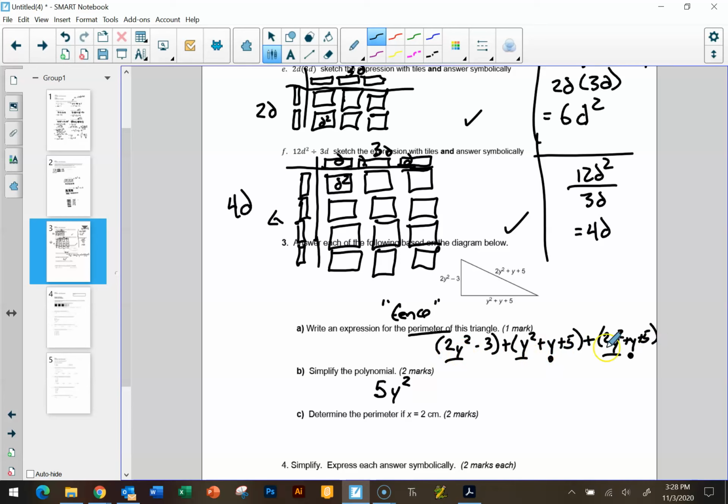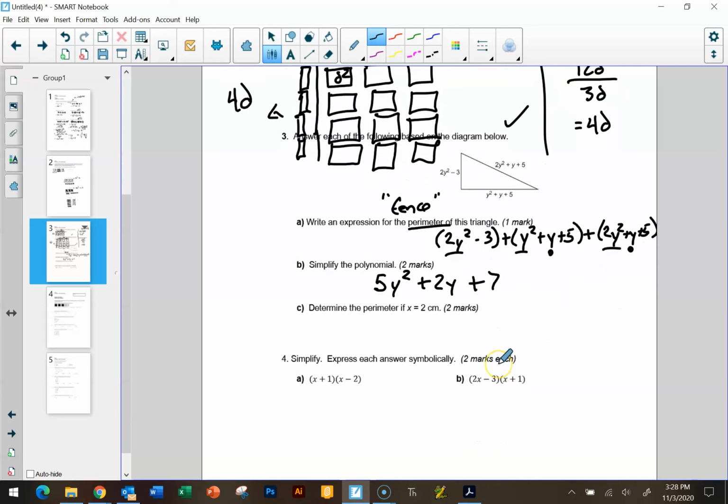Now let's go to the y's. We've got 1y and we've got 2y's, so that's going to be a positive 2y. And now we have to go to the constants. Negative 3 plus 5 is going to give us a positive 2, plus 5 more is going to give us a positive 7. So we'll determine the perimeter if x equals 2.